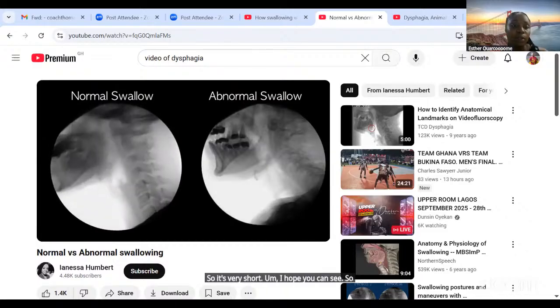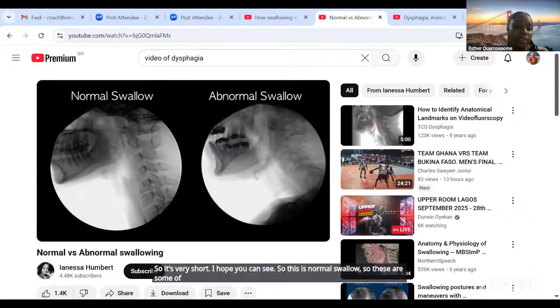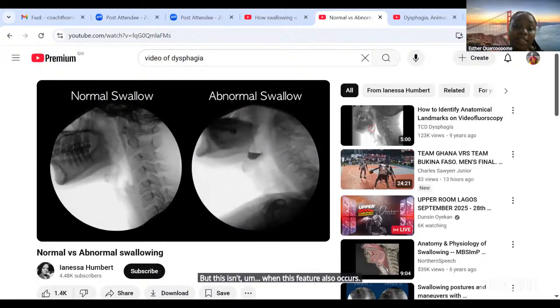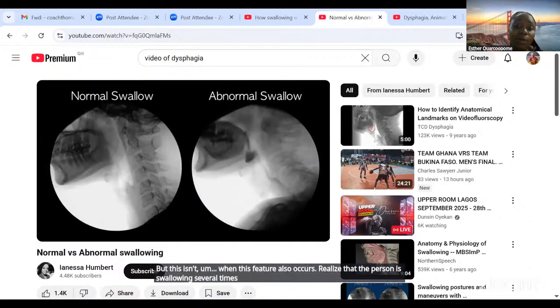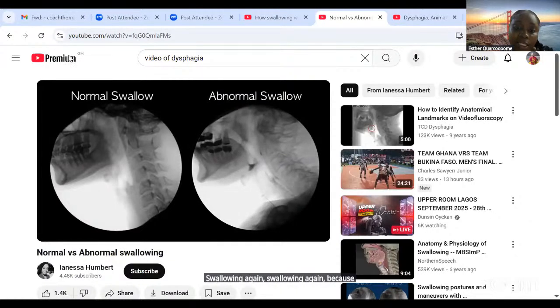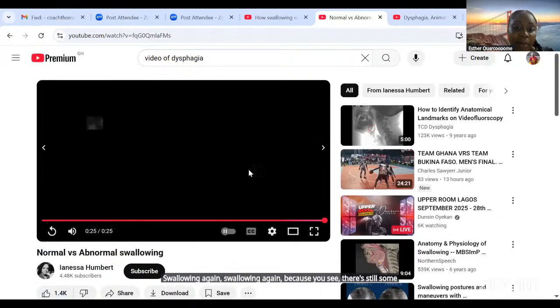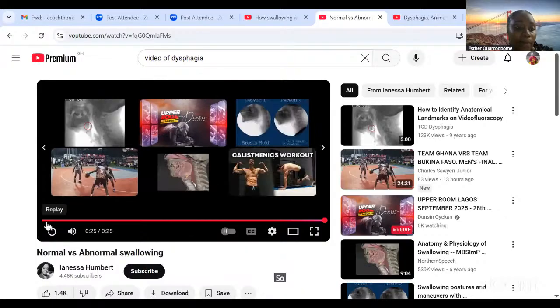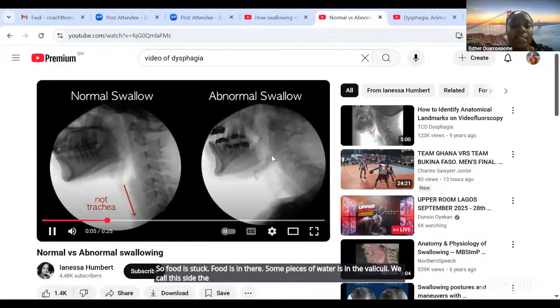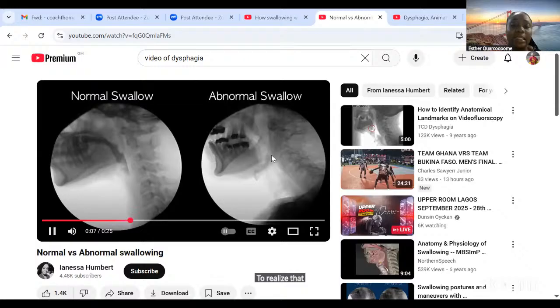So this is normal swallow. These are some of the imaging that I said you do. But this is when dysphagia occurs. You realize that the person is swallowing several times. One swallow, two swallow, swallowing again, because you see there's still some residue here. So food is stuck. Some pieces of the water is in the valleculae. We call this side the valleculae. It's just there. So you realize that the person is swallowing several times.